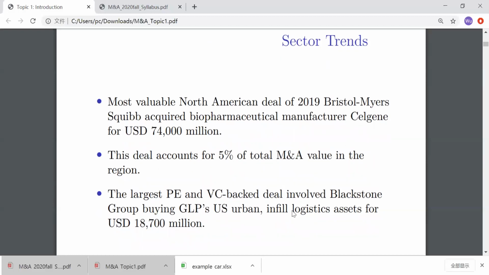And when we look at the largest PE and VC-backed deal, that will be the Blackstone Group. Blackstone is a big PE group. Blackstone bought GLP's US urban infill logistics assets. So this is the largest PE and VC-backed deal. Of course, that's a private company deal.